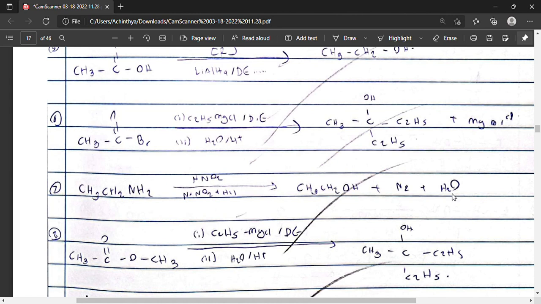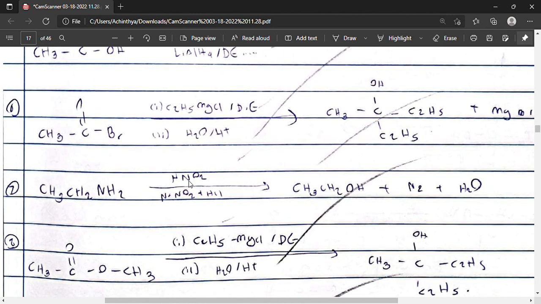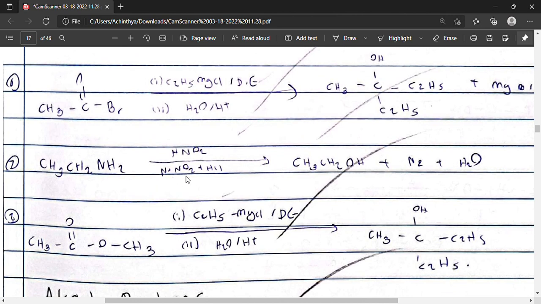water as byproducts. Here the nitrous acid is very unstable, so on the spot we mix sodium nitrite with hydrochloric acid, and it will form the nitrous acid.